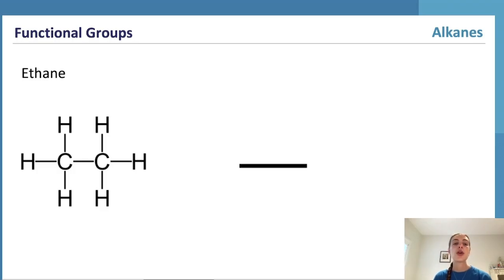With these, you need to be able to recognize the structural formula and draw the structural formula. With the skeletal formula, you only need to be able to recognize that one. You don't need to be able to draw it.